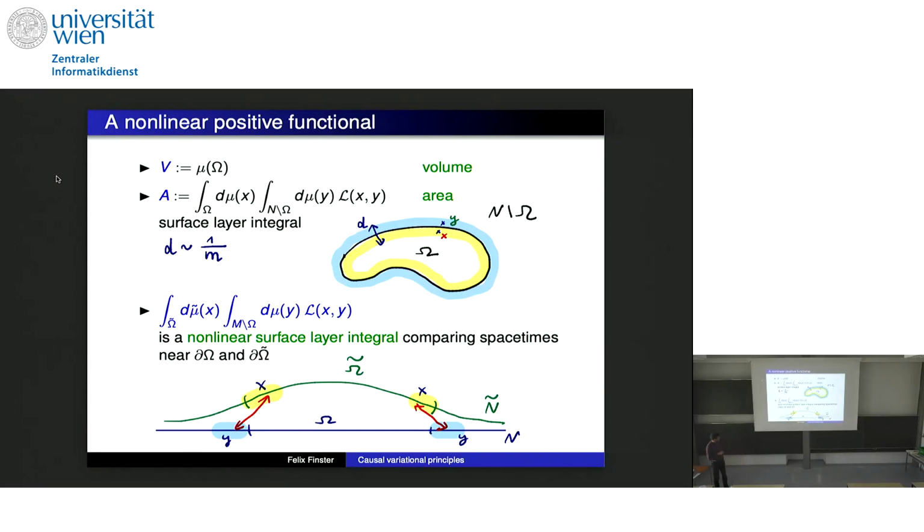Now we have this integral where one integration is with respect to mu tilde and the other with respect to mu. And this is what we call a nonlinear surface layer integral, which intuitively speaking makes it possible to compare the two different spaces near the boundary. So here's a picture, so we have again M and M tilde. So x has to be close to the boundary on M tilde, and y is close to the boundary on M. And this whole combination is positive.